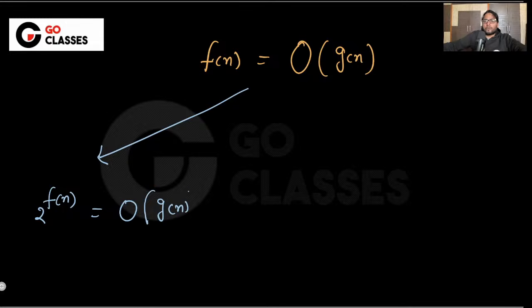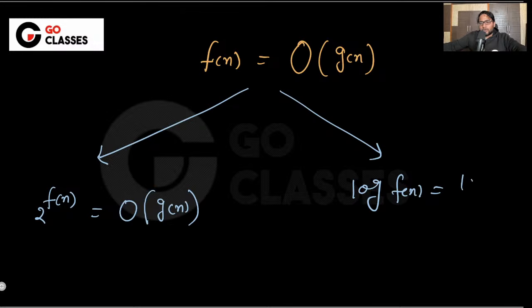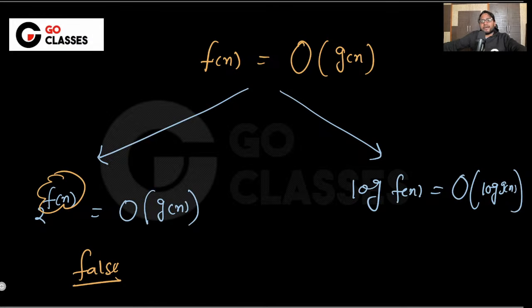Is this true? What about I send them in log? Is this true? Log of fn is order of log of gn. What about this? Just tell me. Is this true? What do you think? So see here, this is false. We have seen, right? Because if there is some constant here, that can create a lot of problem, right? But it won't create a problem here. So this is true. Understood? Cool.